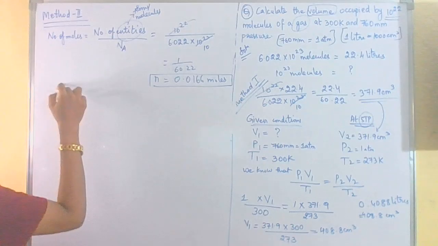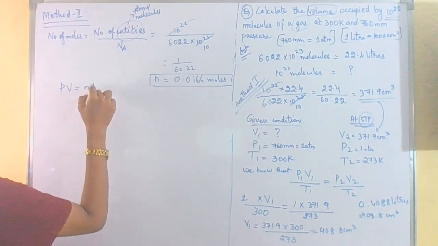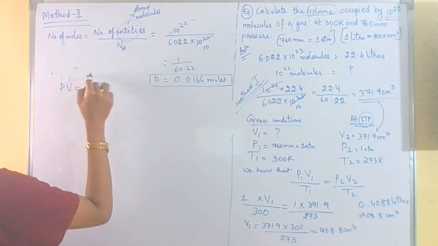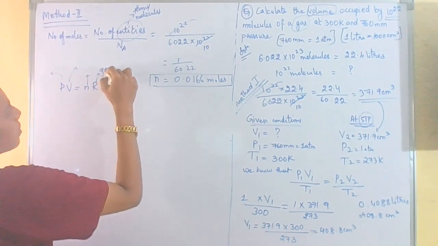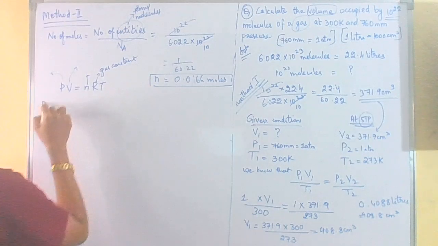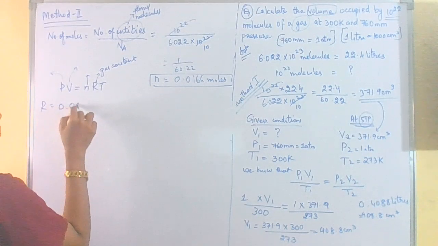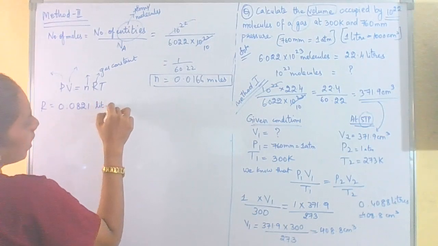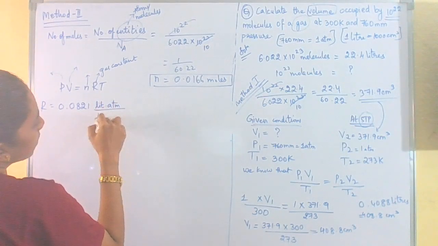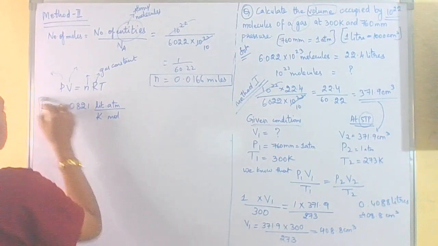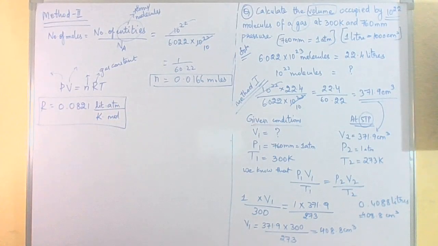Now we have to take our ideal gas equation. PV is equal to nRT, where P is pressure, V is volume, n is number of moles, R is the gas constant, universal gas constant. R is equal to 0.0821 liter atmosphere by Kelvin mole. Okay, this one also you have to keep in mind. And T is temperature. So what is P?